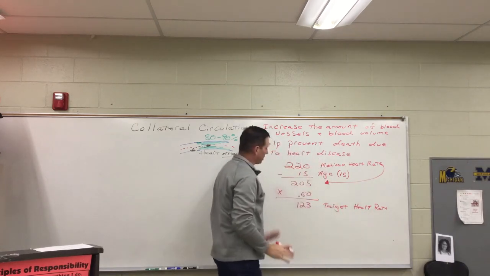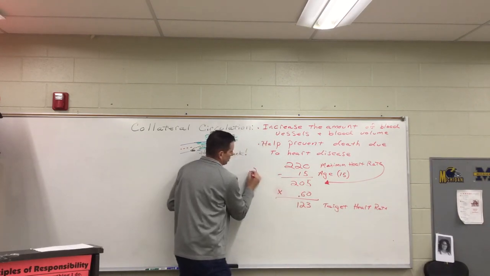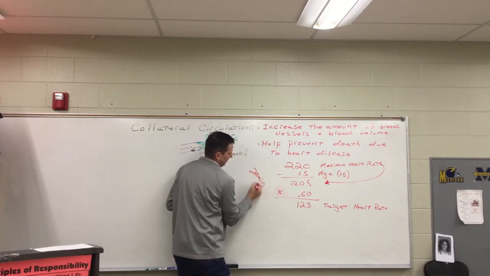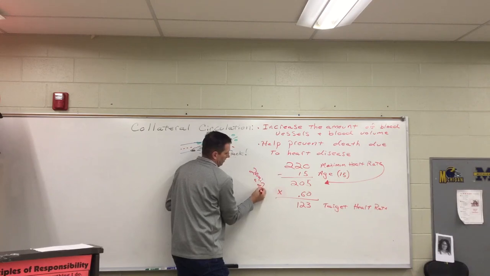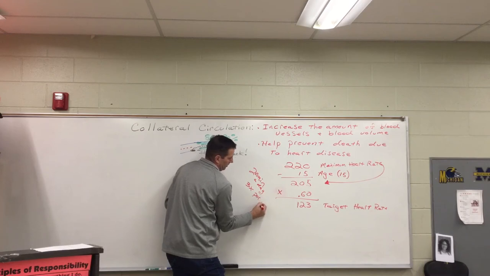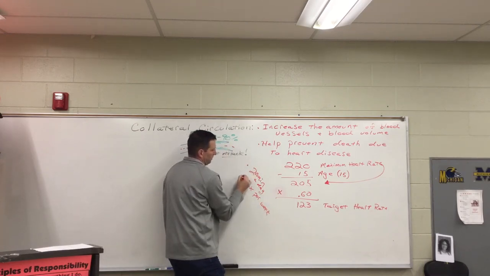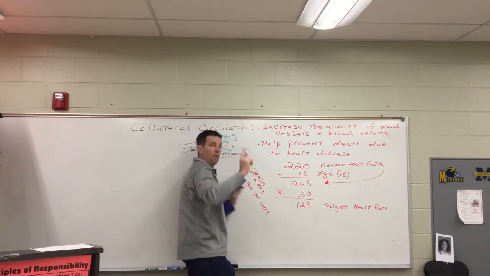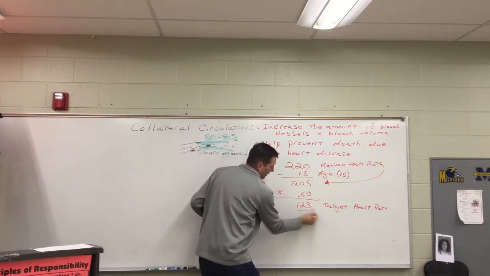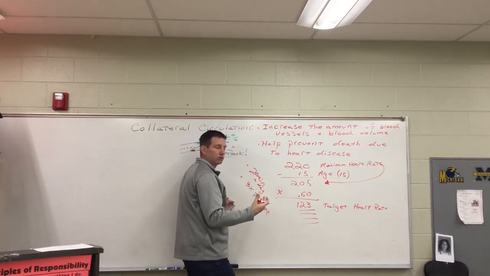So what we need to do is work out at least 20 minutes a day, at least 3 times per week. If we do those two things, 20 minutes a day, 3 times a week, above your target heart rate, you are going to develop something we call collateral circulation.